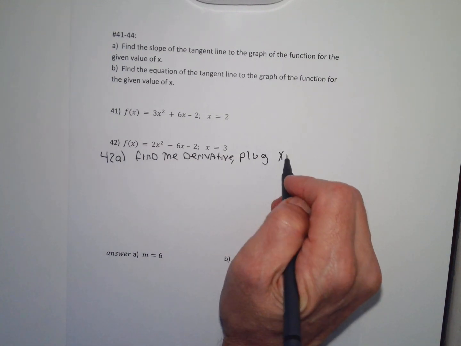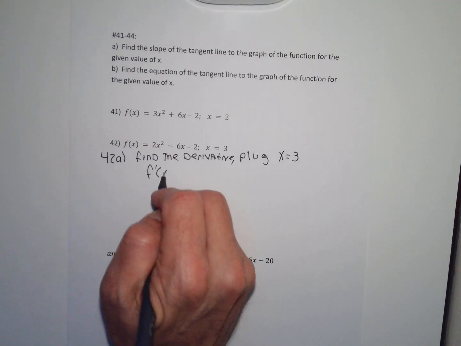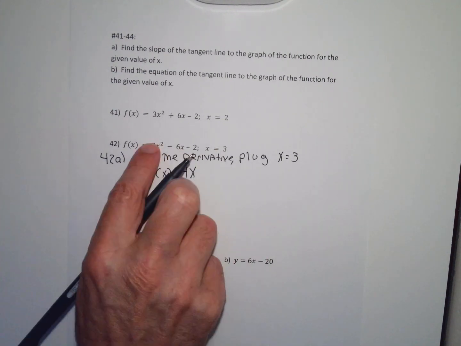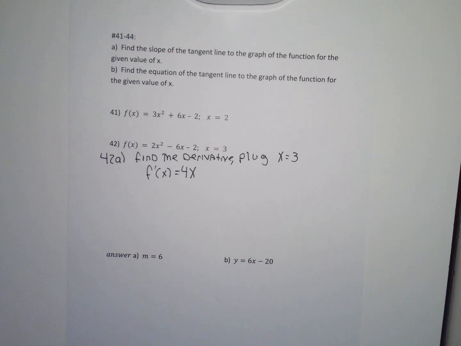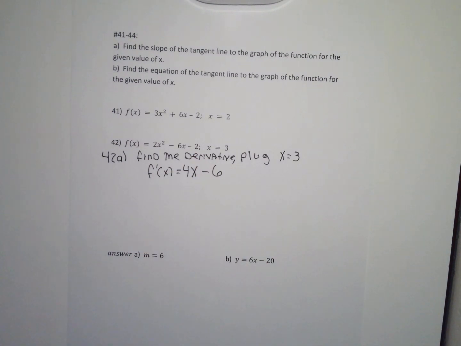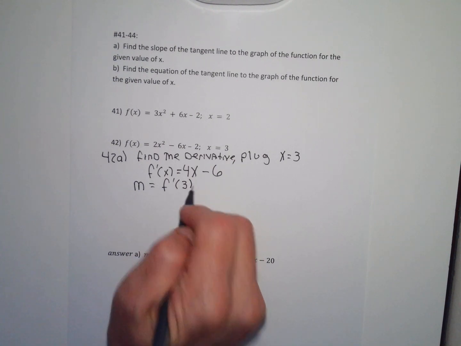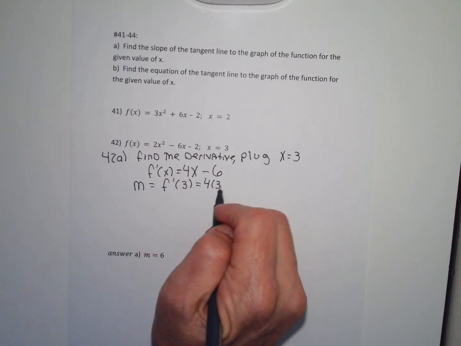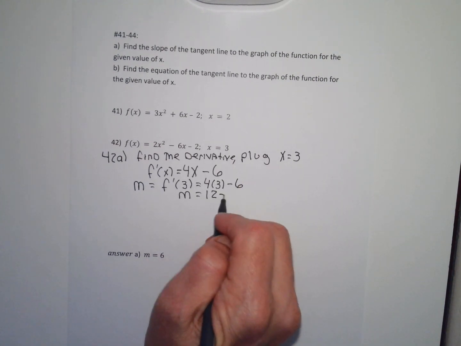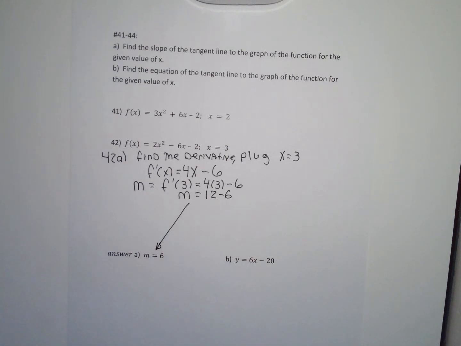In this case, I'm going to plug x equals 3 into the derivative. So real quick, the derivative in problem 42. The first term, 2x squared, has a derivative of 4x, just 2 times 2 for the coefficient and lower the exponent to 1. The minus 6x has a derivative of minus 6. The minus 2 has a derivative of 0. I get my slope of the tangent line by taking the value of x that's given, which is 3, and plugging it in for x. So my slope is going to be 12 minus 6. My answer to part A for number 42: the slope of the tangent line is 6.